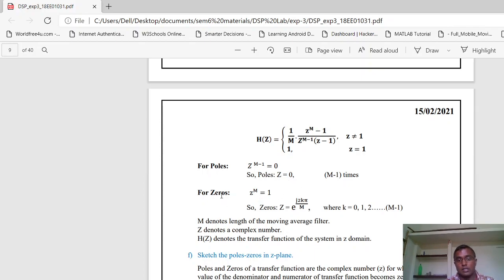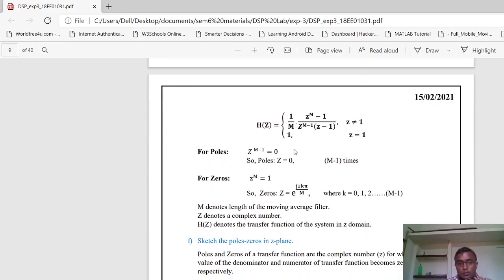And for zeros I will put the numerator equal to 0, so z to the power m is equal to 1. Then using the root of a complex number, we can write z is equal to e to the power j 2k pi by m, where k equals 0 to m minus 1. Here m represents the length of the moving average filter.